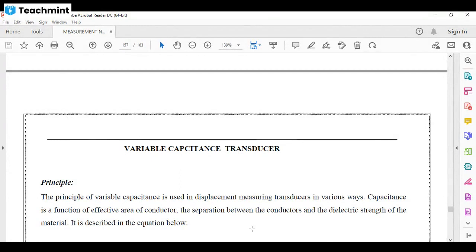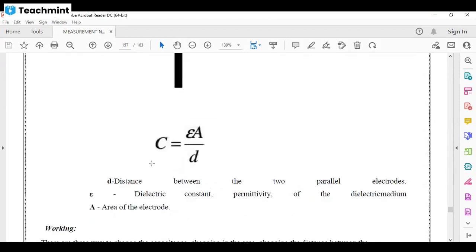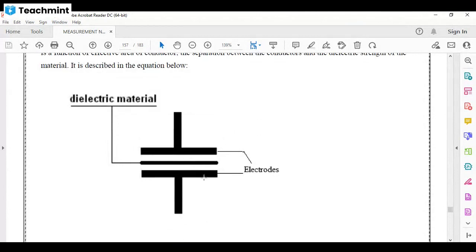It is described in the equation below, C equals epsilon A by D, where C is the capacitance, epsilon is the dielectric constant of the dielectric medium, A is the area of the electrode, and D is the distance between two parallel electrodes. So the equation for measuring capacitance using a variable capacitance transducer is C equals epsilon A by D, and here these two are the electrodes.